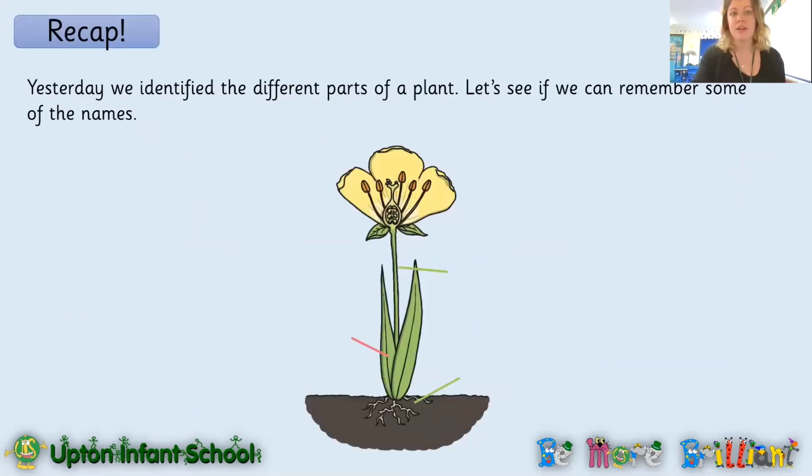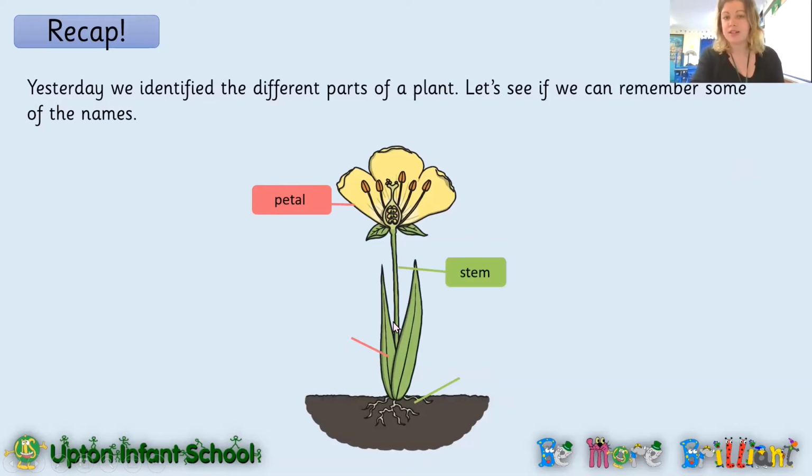So, quick recap. Yesterday, we identified the different parts of a plant. So let's see if we can remember some of these names. I wonder what this part is. Oh, at the top, let's start. So this is our petal. Okay, see if you can remember what the petal is for.